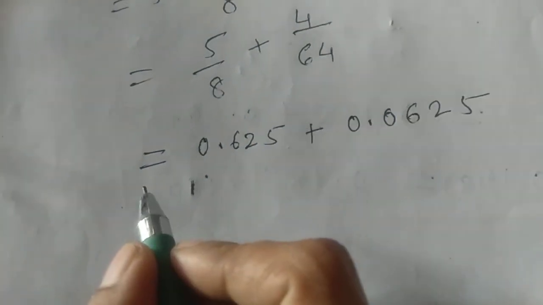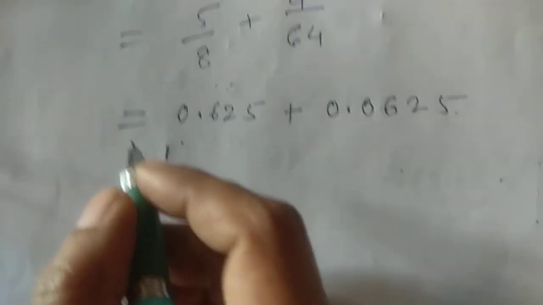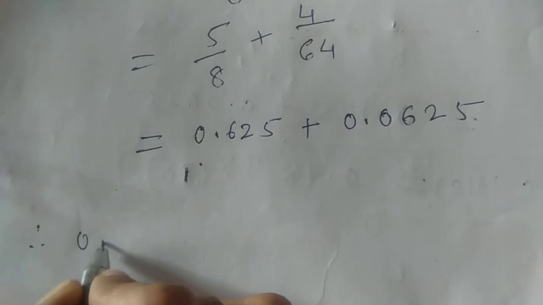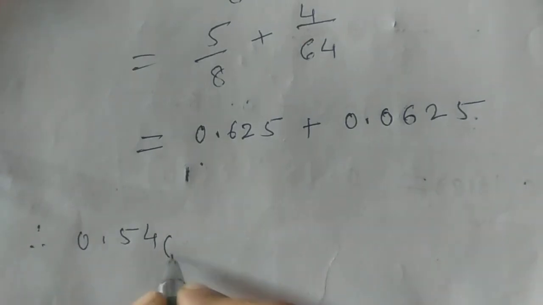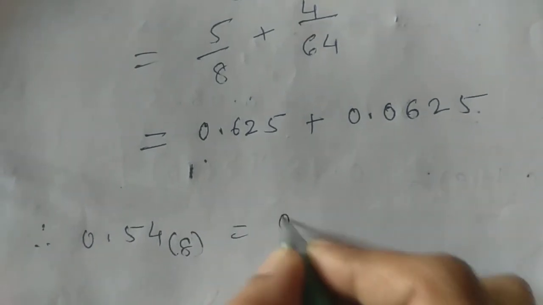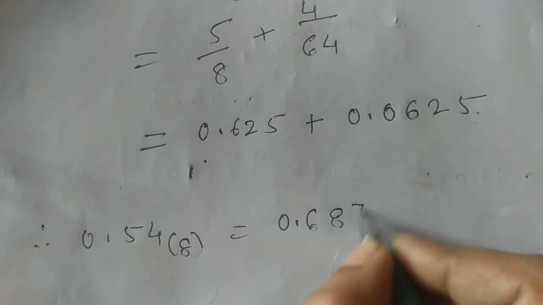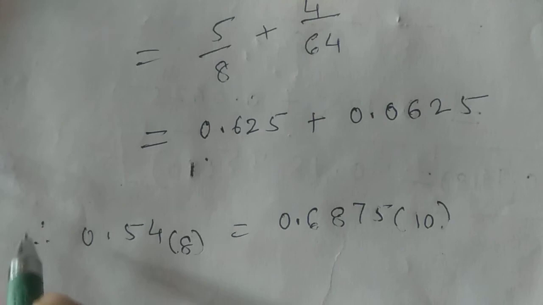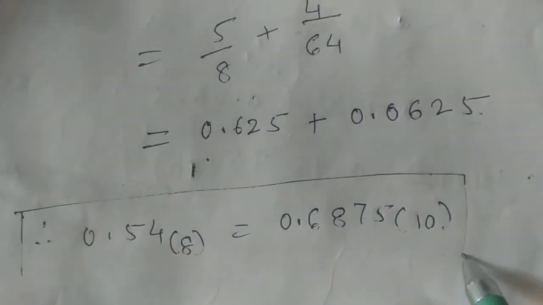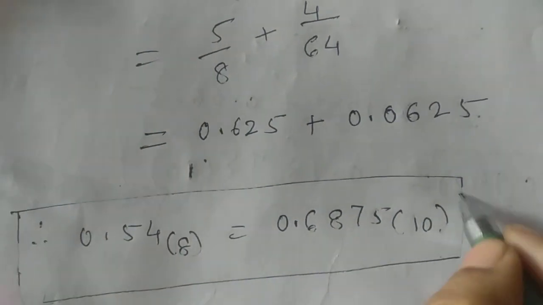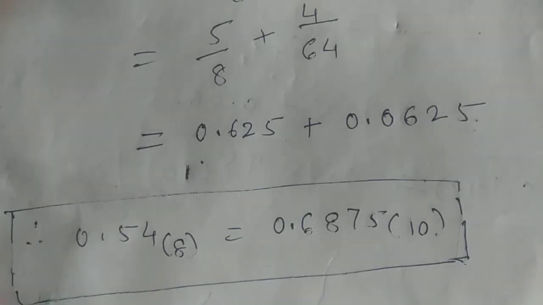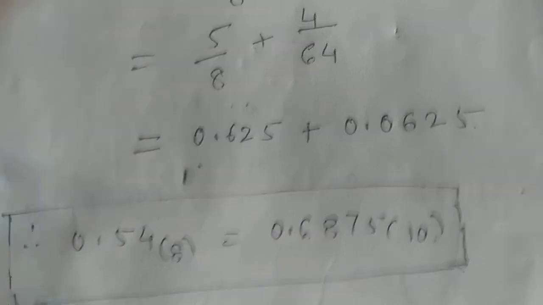For junior college you were using the log table, the logarithmic table. Now I will write the final answer as 0.54 base 8 is equal to 0.6875 base 10. So this was the conversion from fractional octal to decimal number.